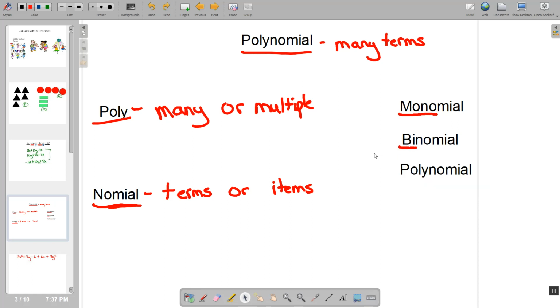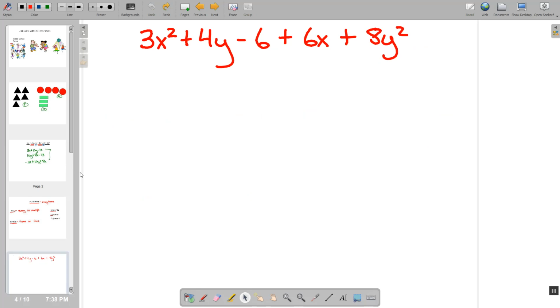You can do trinomial, but most people from this point start talking about polynomials, which just mean many terms. So if I ask you to add or subtract the following polynomial, what I'm really asking you to do is simplify an expression or an equation with many terms. So here's an example of a pretty complicated polynomial because this has many different terms.